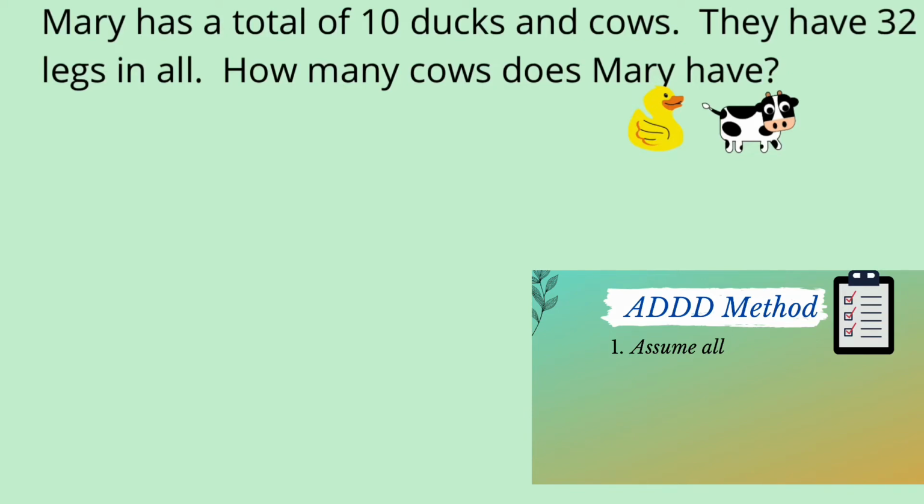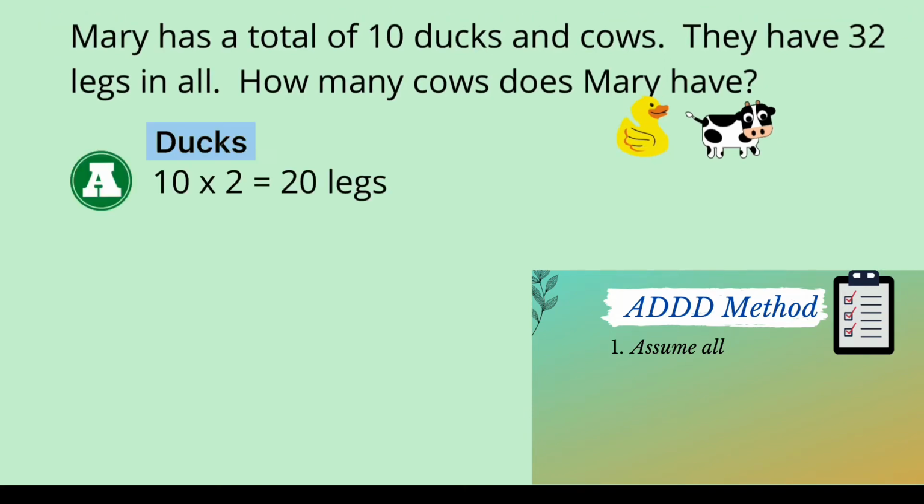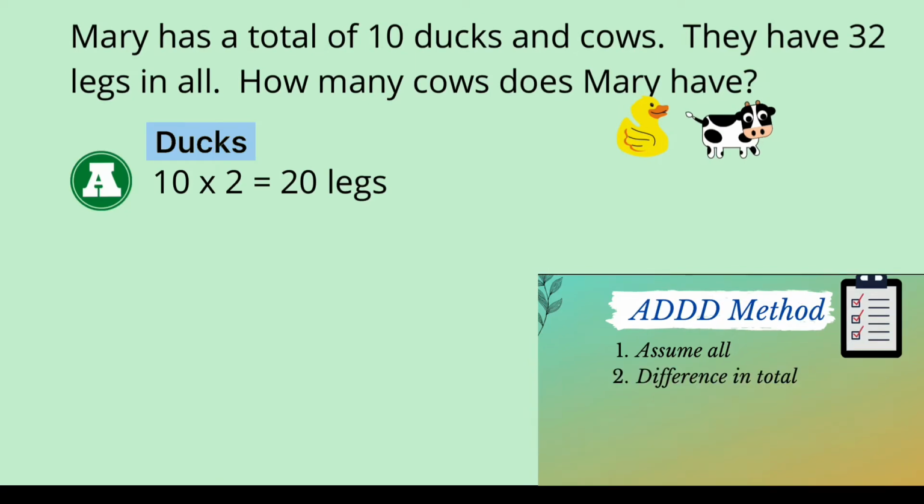So we know one duck has 2 legs. 10 ducks is 10 times 2. So our guess is 20 legs. Step 2, we need to find the difference in total. According to the question, the total number of legs is 32, but our guess is 20. So what is the difference? 32 minus 20, we get 12.